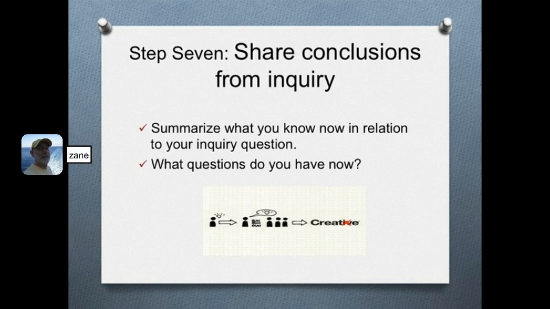The final step in the professional inquiry process is to share conclusions with your colleagues and, of course, with other interested parties. Summarize what you now know in relation to your inquiry question. What questions do you now have as a result of your inquiry process? And what would be next steps as a result of those questions?